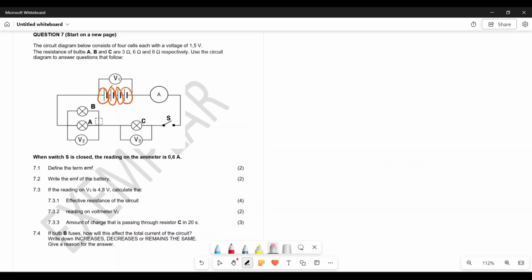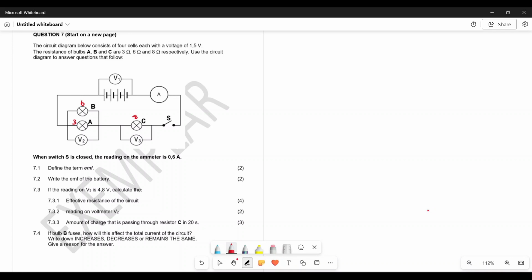So let me just erase those circles there at the top. Now they're telling me that the resistance of bulbs A, B, and C, starting off at A, is 3. Now, B is 6. And C is 8. Now, use the circuit to answer this question.